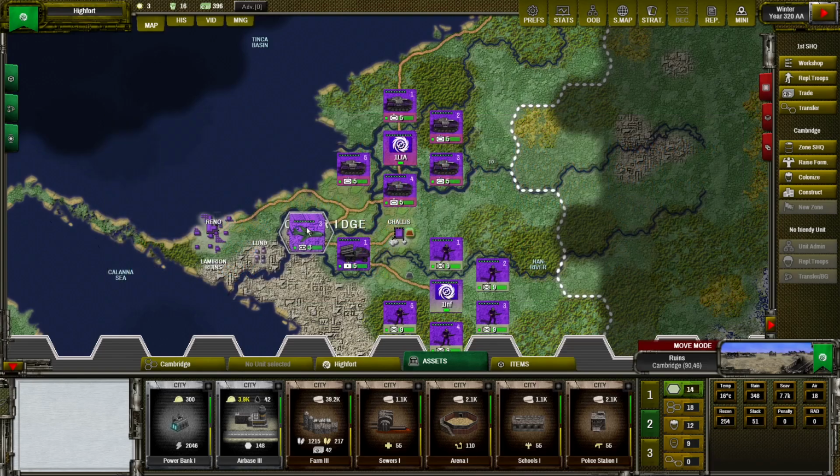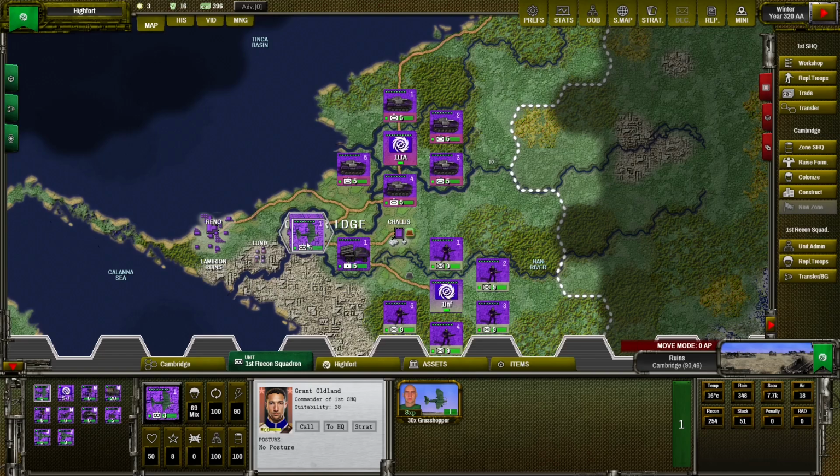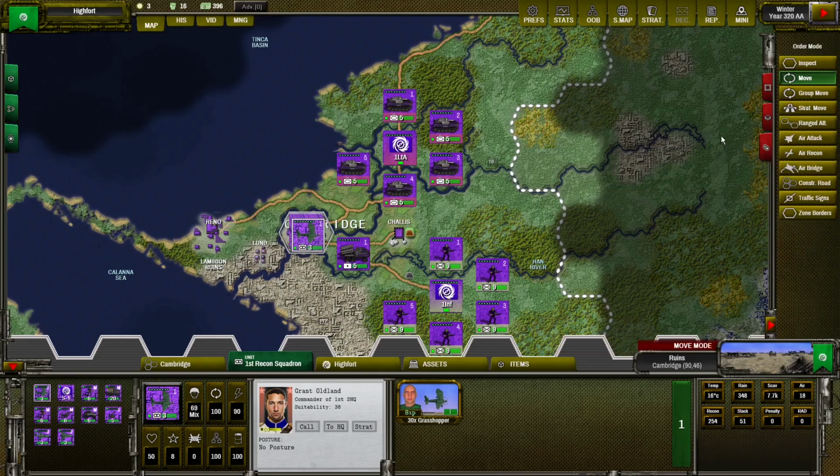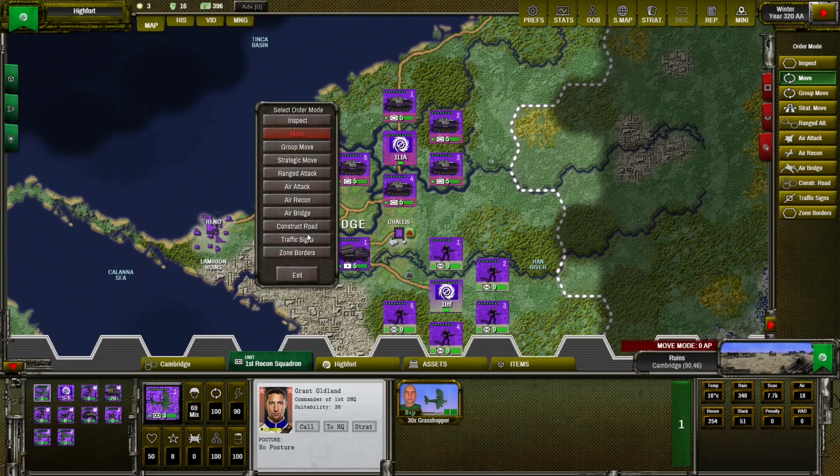So what can we do now? The first thing would be to use our recon unit. So this is very simple recon and how we can perform any air actions. In the map mode, so the third button on the right, you can see there are some actions like air attack, air recon, or air bridge. So those 3 actions can be performed by any unit, or you can access them by right-clicking on the hex. We have the same options here.